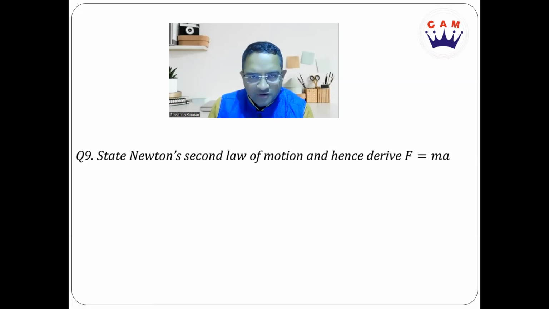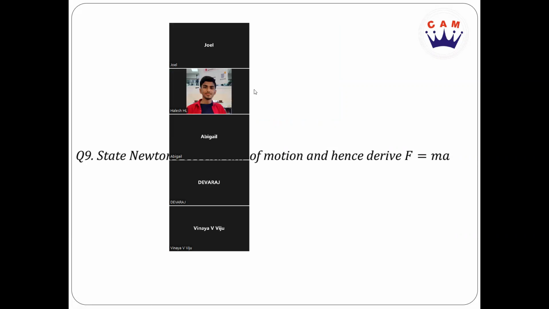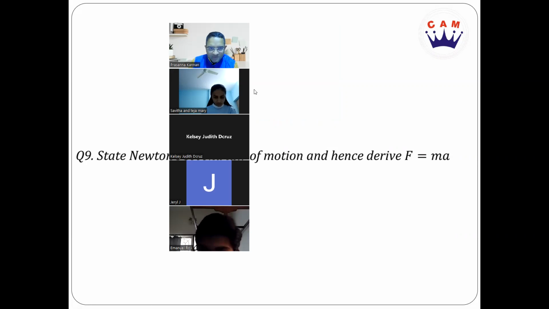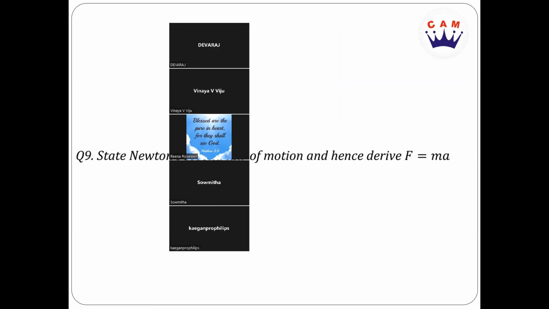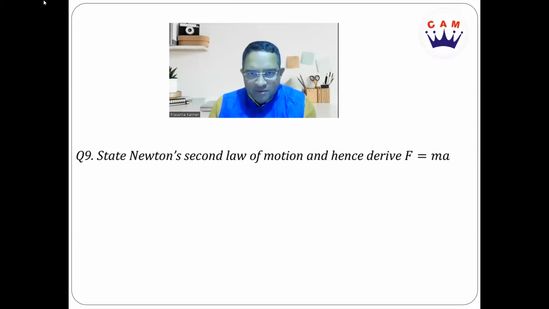So could you come again? What is Newton's second law statement? The rate of change of linear momentum is directly proportional to the force acting on a body. Yes. The rate of change of linear momentum is directly proportional to the external force which is acting on the body. Absolutely right. So you could do this derivation in 2 ways. Once the statement is given, you could derive it in a couple of ways.